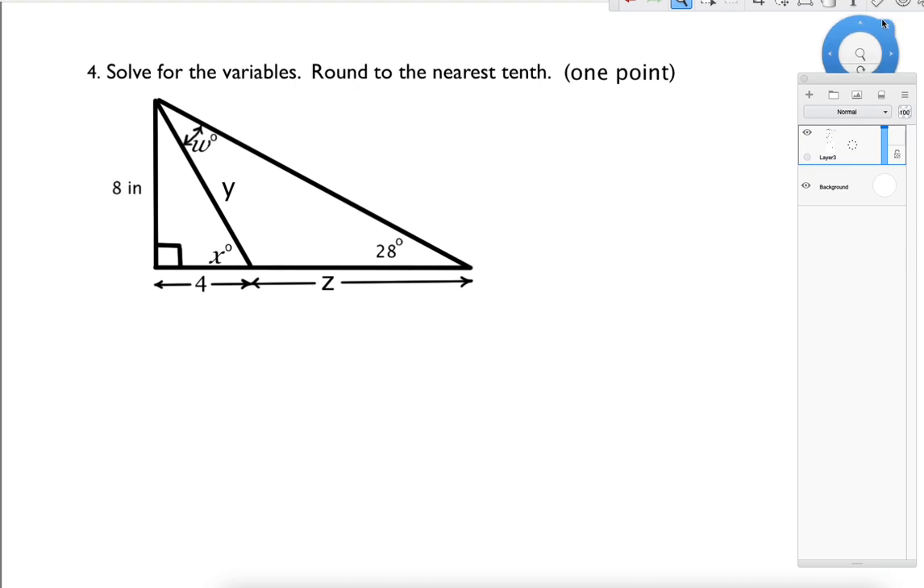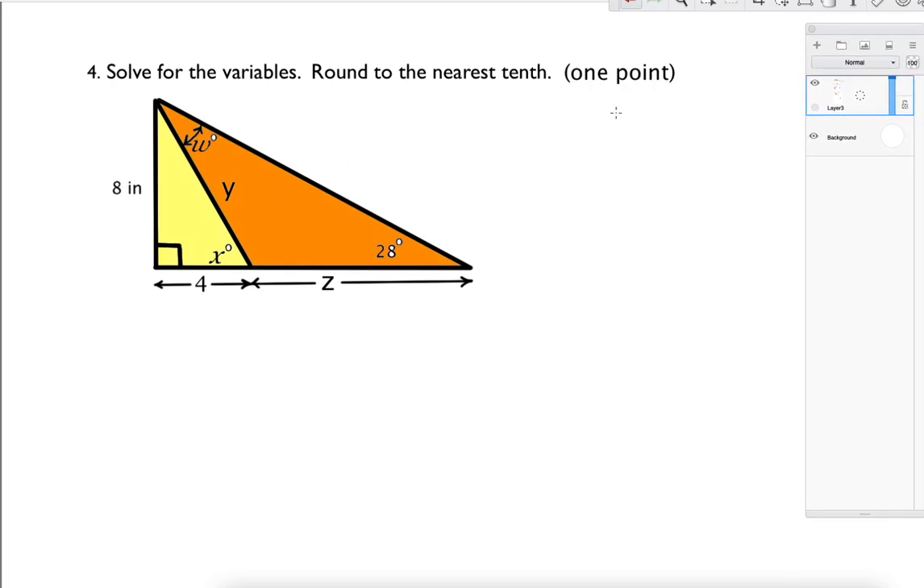Solve for the variables, round to the nearest tenth. Okay, we've got a right triangle here. Let's make this yellow. So this is a right triangle, but this bigger triangle here in orange is also a right triangle. However, this triangle right here is not a right triangle. So be careful here. Our trig functions, our Pythagorean theorem and our special triangles, all the things in this unit require the triangle to be a right triangle.